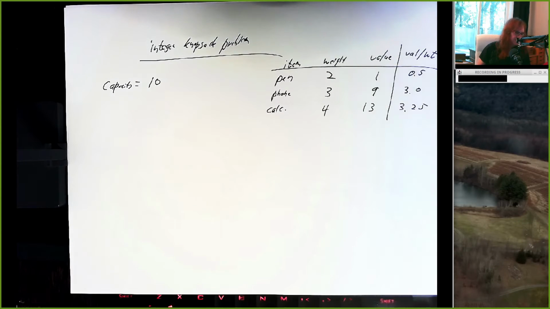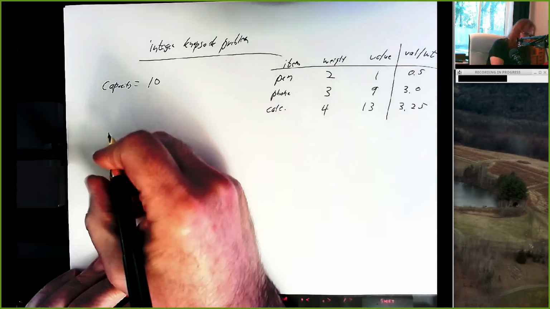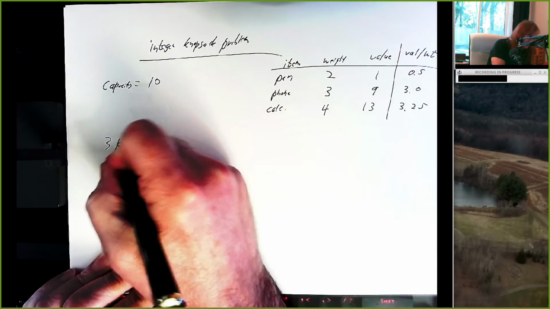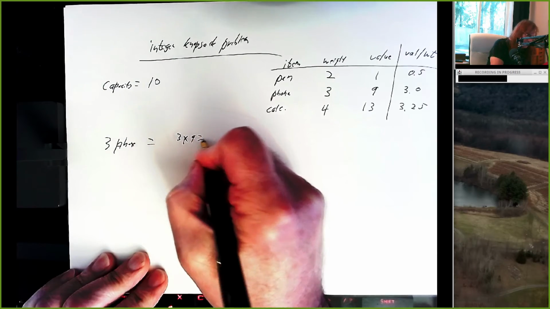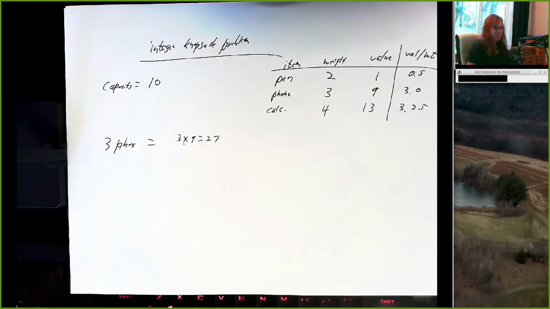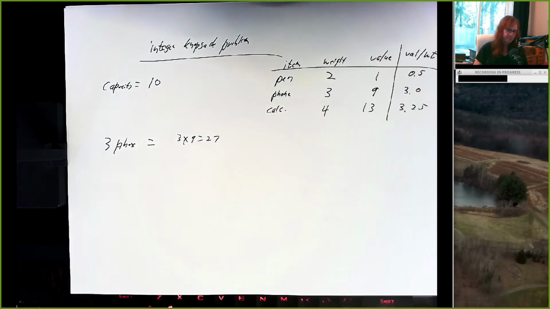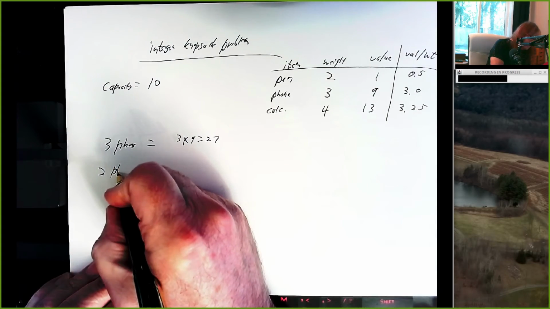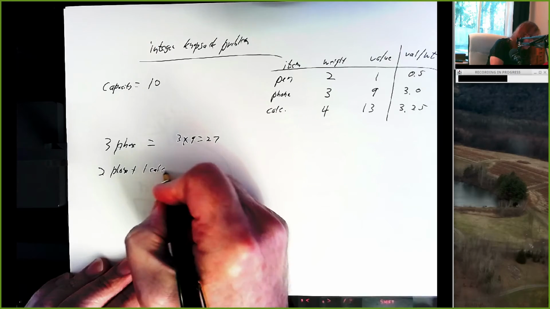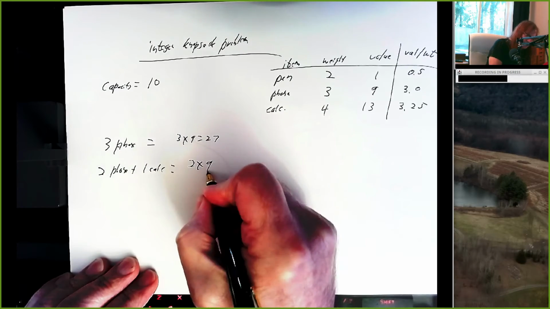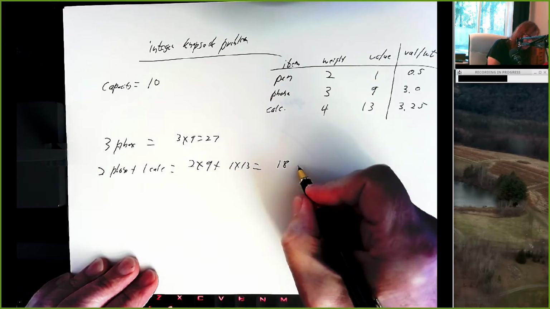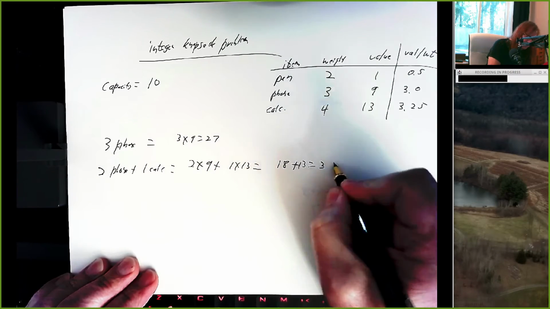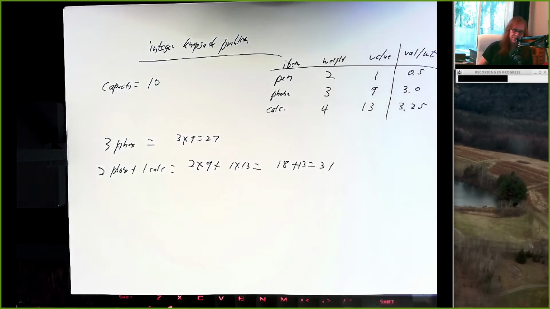Three phones. So if we do 3 phones, that's 3 times 9 equals 27. That seems like a pretty good haul. If we do 2 phones plus 1 calculator, that's going to be 2 times 9 plus 1 times 13. That's 18 plus 13. That's $31. That's an even better solution.